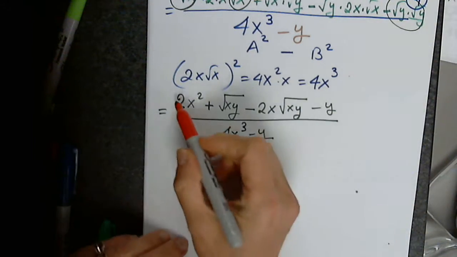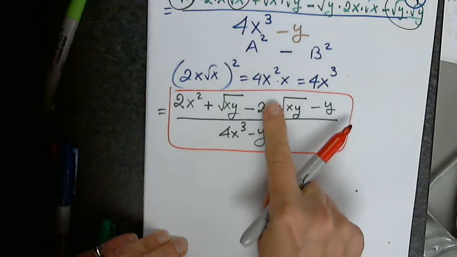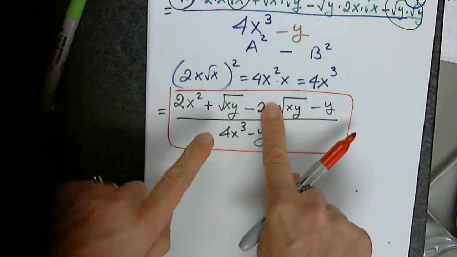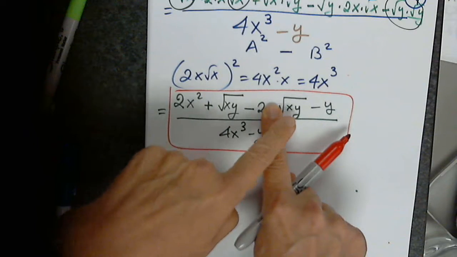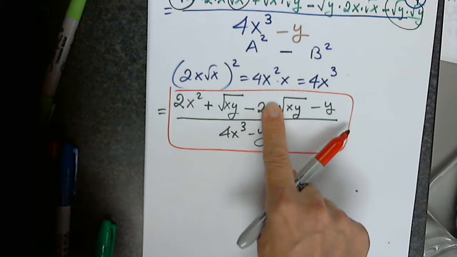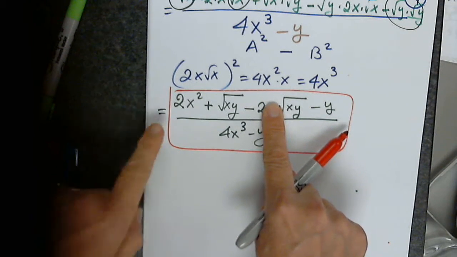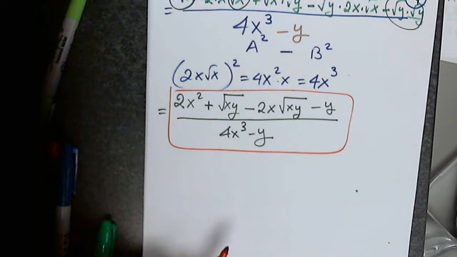If there was no variable, yes, I would have said an apple minus 2 apples, and I would have gotten -1 apple. So they are not like radicals because this is in the way.